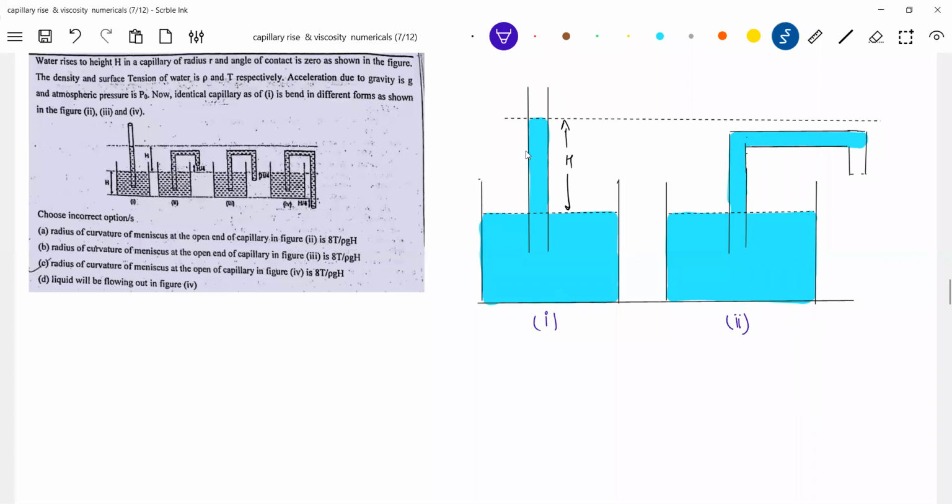It's telling the radius of curvature of the meniscus. So what is that height? He has given h/4. So let me write that h/4. So how will the meniscus be? I'll say that the meniscus will take shape.